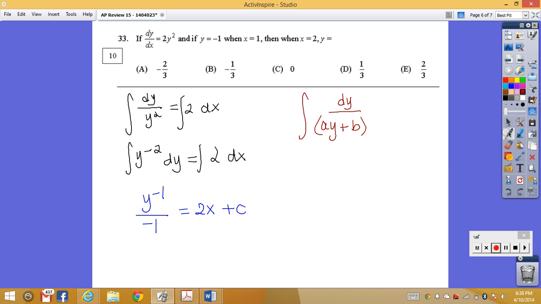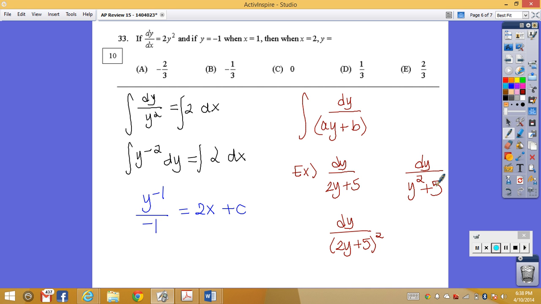What wouldn't be ln, so examples would be dy over 2y plus 5. That would be an ln. What wouldn't be an ln is the second that I do this. That is no longer an ln. Or if I was to do something like that, that would not be ln. Has to be linear. And not only linear, to a power of 1. That's how you know it's an ln problem.